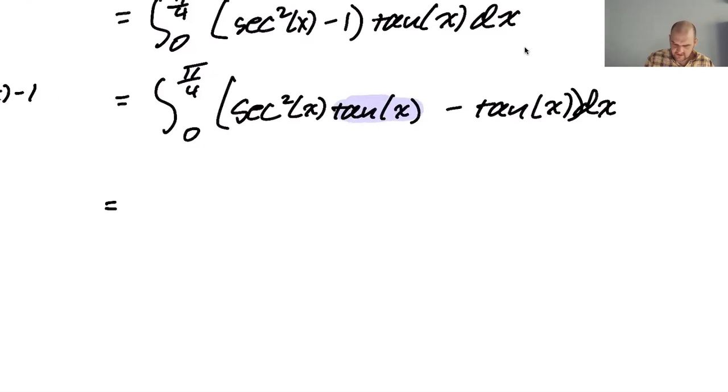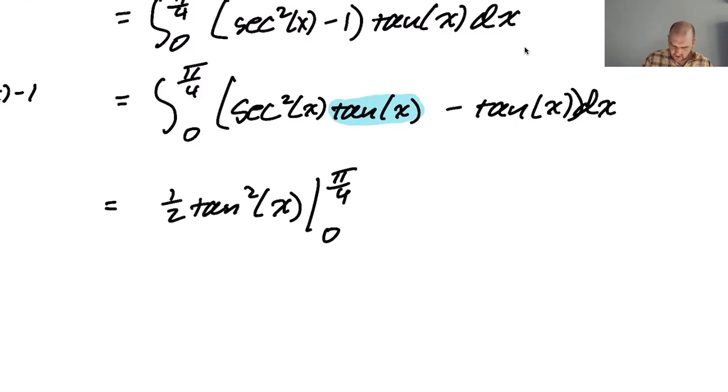So u is tangent. Maybe I'll use a different color, because I've been highlighting du's with that. I'm going to make u equal tangent. The derivative of tangent is secant squared. So this is perfect. This is 1/2 tan squared of x. And let's just go 0 to pi over 4. And then we also have to integrate from 0 to pi over 4.